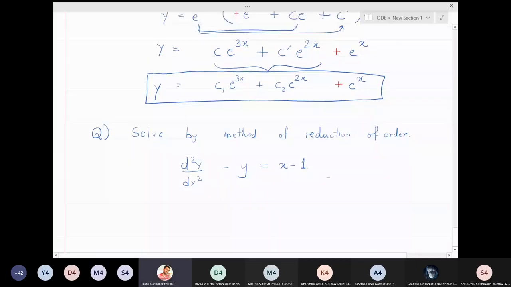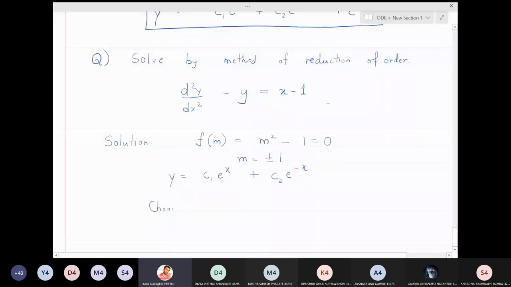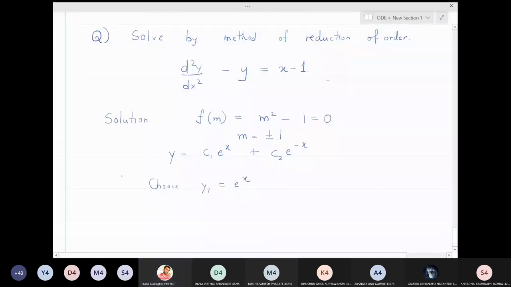Auxiliary equation f(m) is equal to m square minus 1 equal to 0. So m is equal to plus minus 1. So the complementary function y will be equal to c1 e raised to x plus c2 e raised to minus x. We will now choose y1. You can choose anybody as y1. So I will choose y1 equal to e raised to x, and let y equal to y1 into v, which is e raised to x into v.